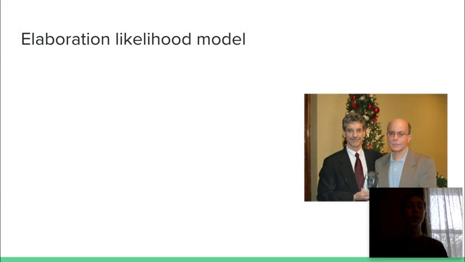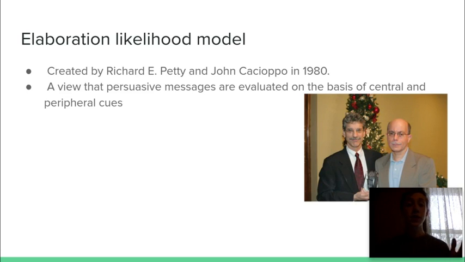Now, the elaboration likelihood model was created by Richard E. Petty and John Cacioppo in 1980. It's basically a view that persuasive messages are evaluated on the basis of central and peripheral cues. Central cues or routes are thoughtful consideration of arguments and evidence, which basically means you think through all the evidence and all these arguments before you make a decision and a behavior.